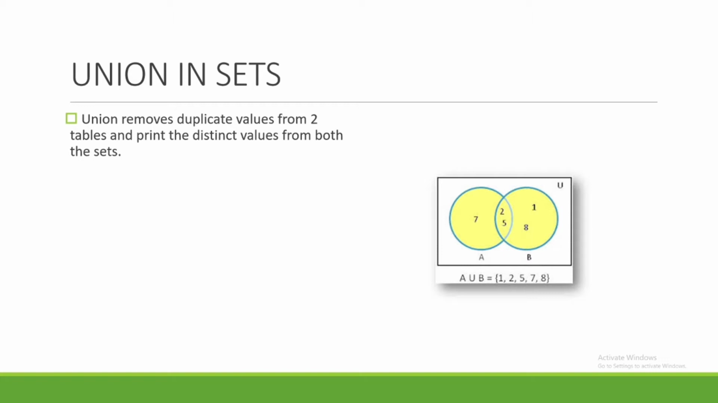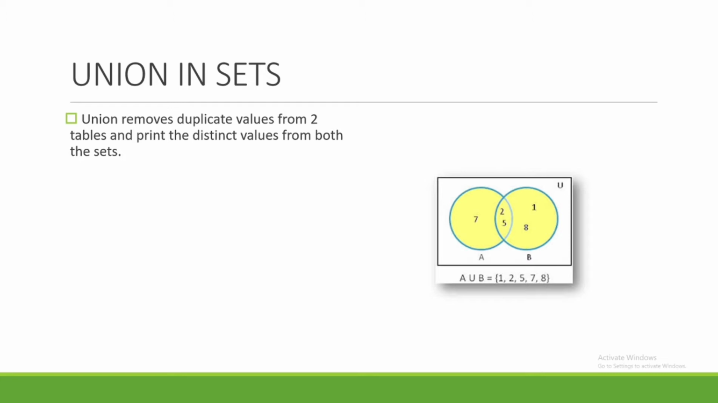Before going to SQL, we need to understand the meaning of union in terms of sets, right? So in sets, union is used to remove the duplicate values in both the sets. If I talk about the image present on the right side, you can see that 2 and 5 are the intersection of both the sets. That means they are occurring twice, in both the sets, but we are including them only once in the union of both of them.